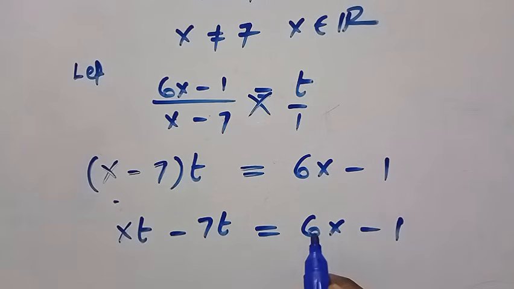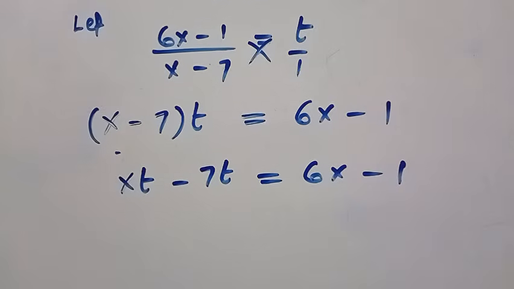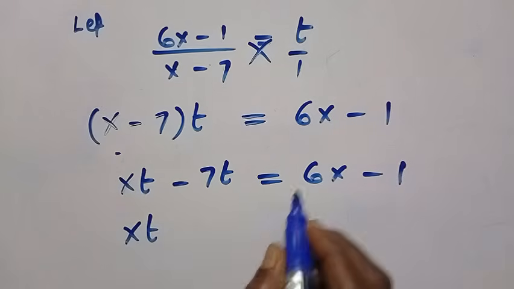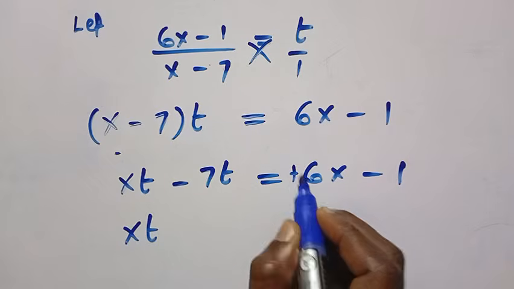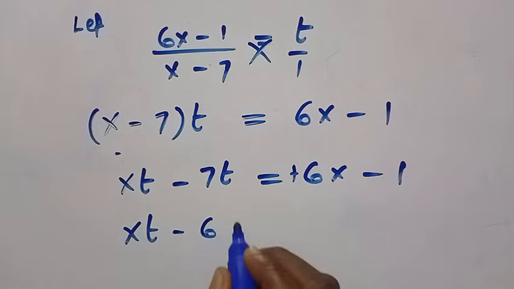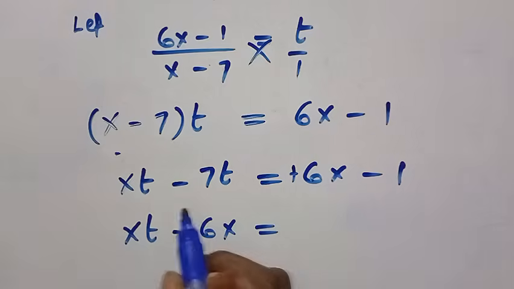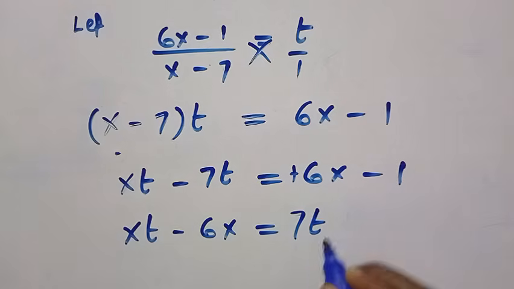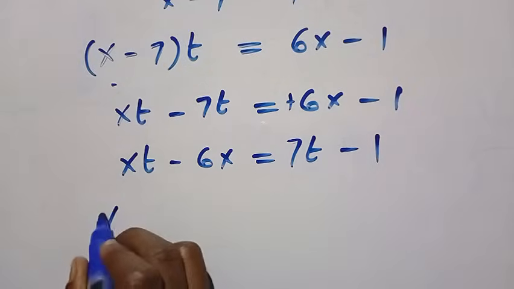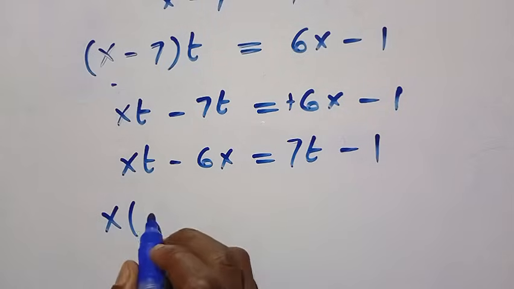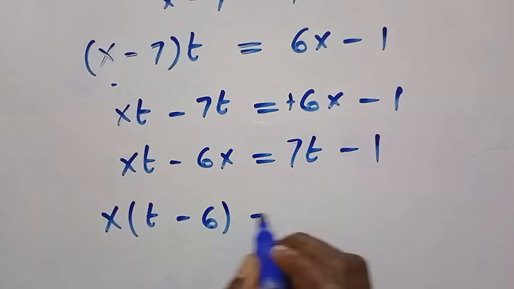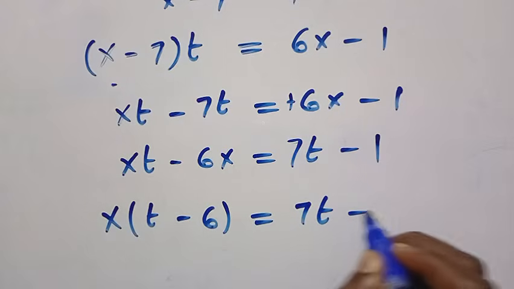Then we have to move 6x to the left hand side. We have xt, then when it's coming here, it was plus, then it changed to minus, minus 6x equals, also we have this 7t in minus here. When it moves to the other side, it changes to positive. That gives us plus 7t, then minus 1. So the next step, we have to factor out x. By taking out x, we have x times (t minus 6) equals 7t minus 1.